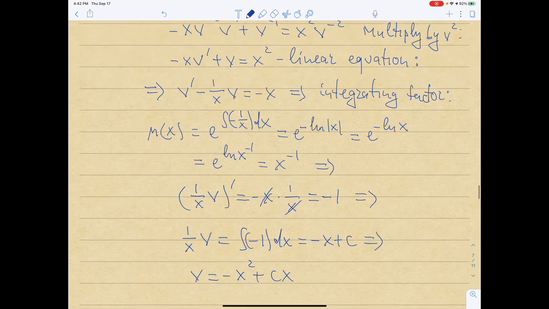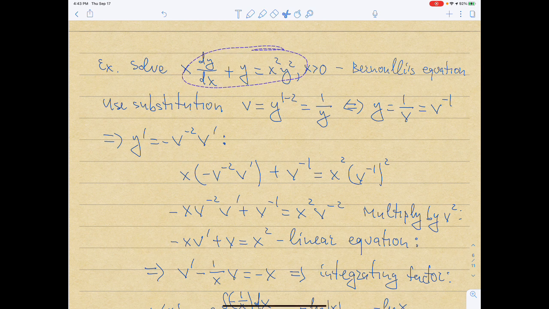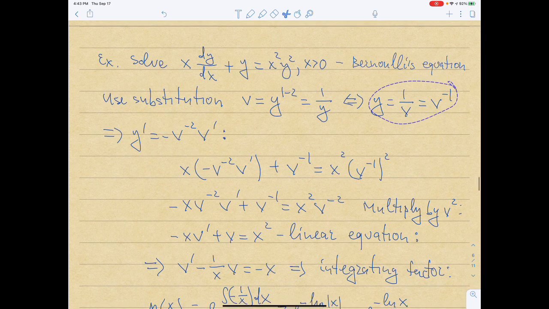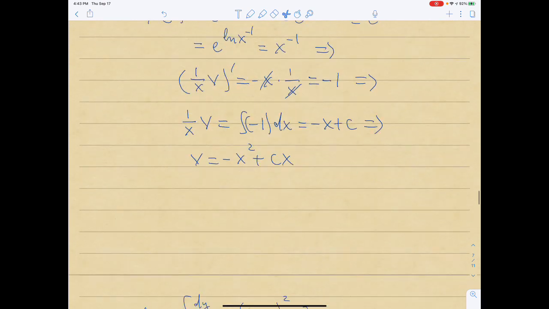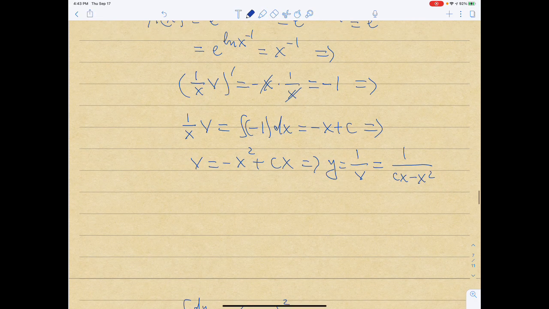And then I recall that I'm actually solving the equation in terms of y, so I have to relate y and v. What is y? y is v to the minus 1, or v is 1 over y. So if v is like we have found here, then y, which is equal to 1 over v, is going to be 1 over cx minus x squared. And so then our Bernoulli's equation now is solved.